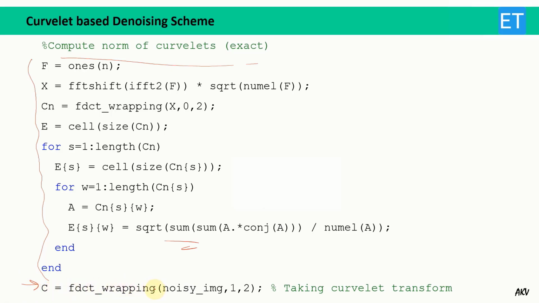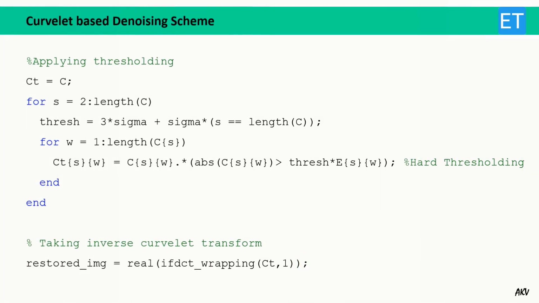And then calling this FDCT wrapping function. Here the noisy image is converted into the curvelet transform in the frequency domain, and 1 means we are using the real valued curvelets, and 2 means at the finest level we are using the wavelets. The number of scales are not provided, so it will be taken automatically depending on that formula.